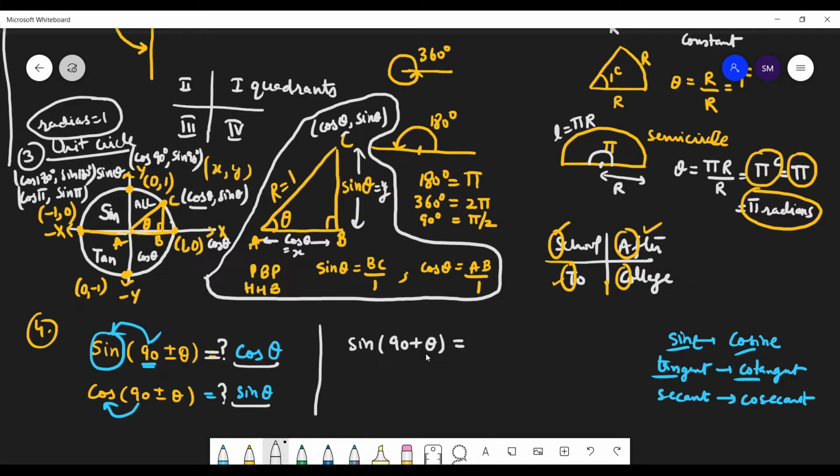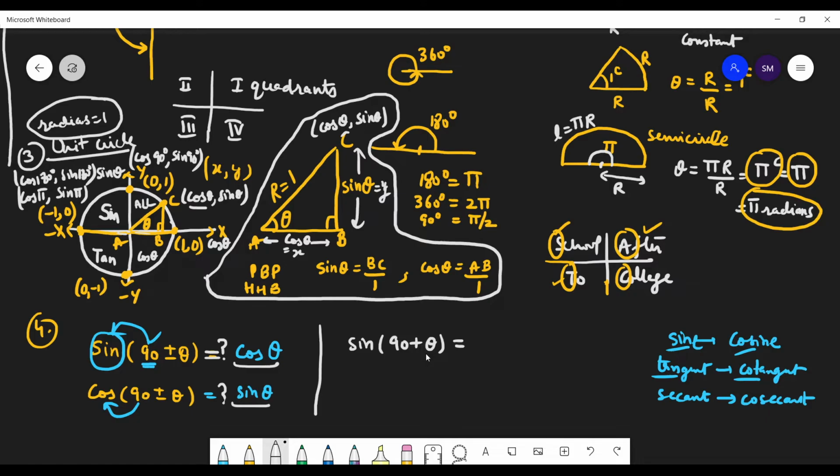Sine 90 plus theta, second quadrant. Second quadrant sine is positive, so its value is positive. Now which quadrant is it? 90 minus theta, sine, first quadrant, so first quadrant sine is positive. Now what quadrant is it? 90 plus theta, second quadrant. Sine is positive in the second quadrant, but what about cos in this quadrant? Negative. So the sign depends on in which quadrant it is, right? Now what about this quadrant? So this is quadrant number 1, 90 minus theta.